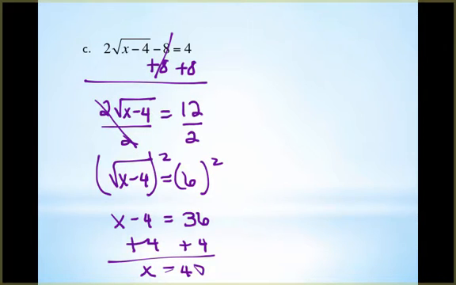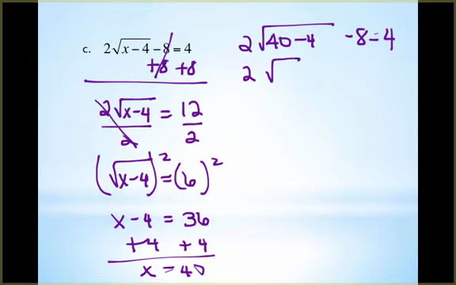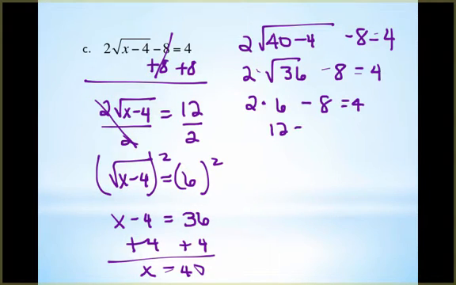Now to do a quick check, 2 square root of 40 minus 4, minus 8 equals 4. So that's 2 square root of 36 minus 8 equals 4. That's 2 times 6, because 2 square root of 36 means 2 times the square root of 36, minus 8 equals 4. That would be 12 minus 8 equals 4, and I do get that 4 equals 4. So our solution is that x is 40.